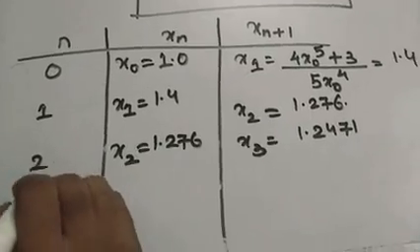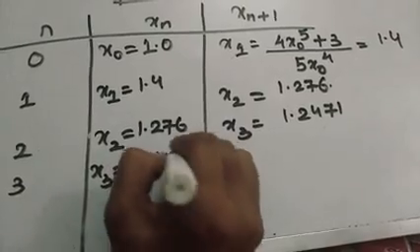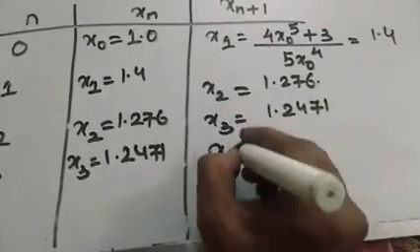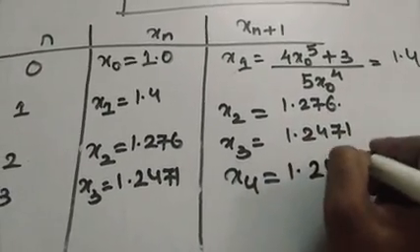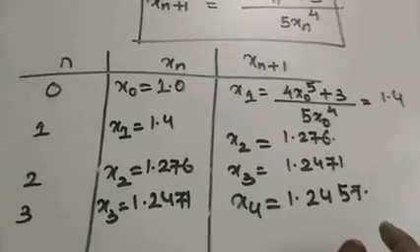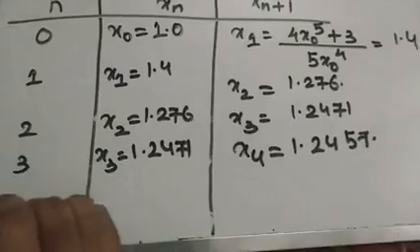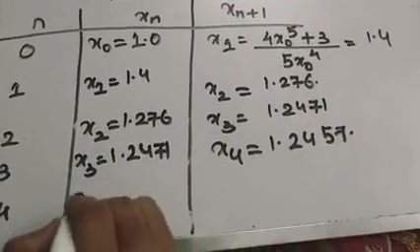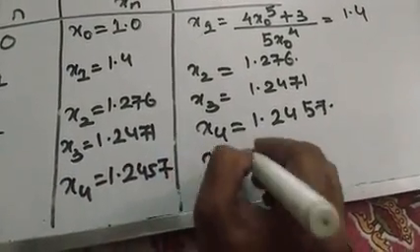Then the third step, that is x3, what was the x3? 1.2471. Now putting n equals 3, that is 3 plus 1, 4, and putting the values in this formula, we get our x4 as 1.2457. We will correct the answer up to 4 decimal places. x4, the next step, still now our answer is not the same to 4 decimal places, so we will proceed further. x4 is 1.2457.